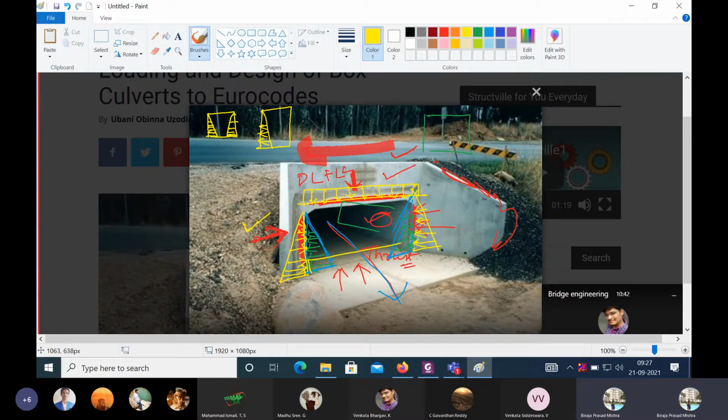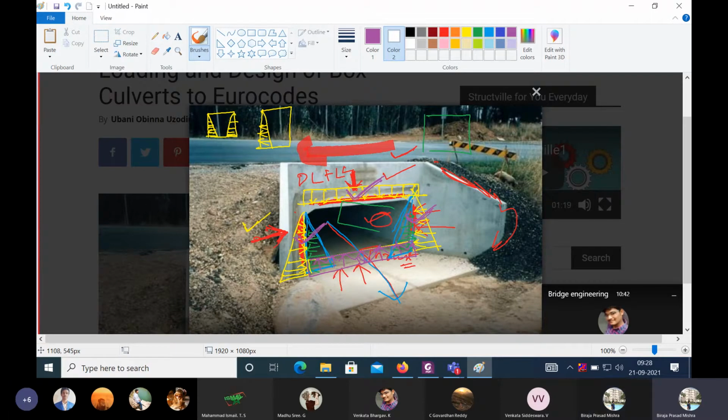What about the thrust? The thrust, let me change the color, let us say this one. So the thrust will act as a uniformly distributed load on the bottom slab. This is how the analysis and design go. We need to design the top slab, the bottom slab, and the side slab as well.